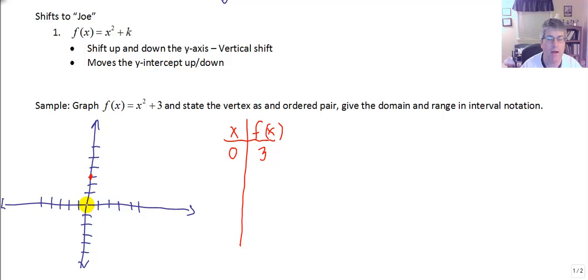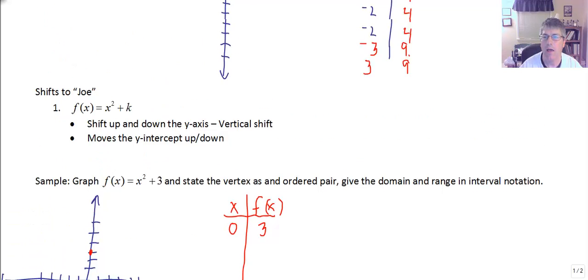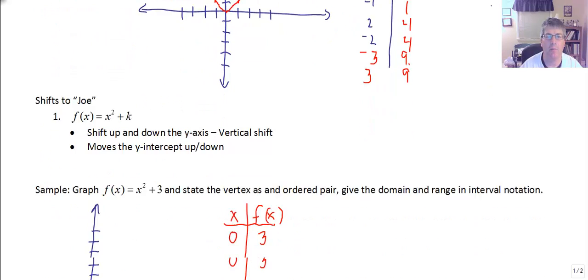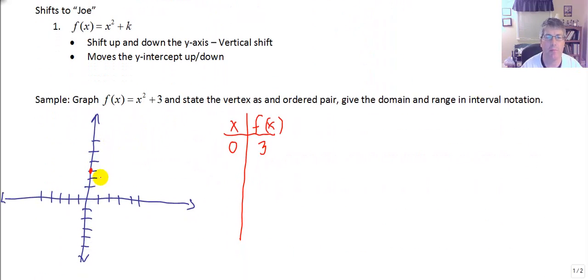Now our parabola, if all we've done is shifted up 3 units, should be exactly the same now as Joe, but now based 3 units higher up on the y-axis. So let's see if that plays out. So let's go ahead, we'll input 1 in for x. We output 1 squared plus 3, which is 4. So we input 1, we output 4. We input negative 1, negative 1 squared plus 3 is also 4.